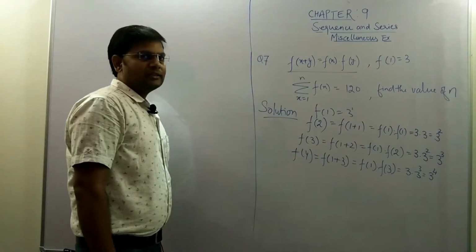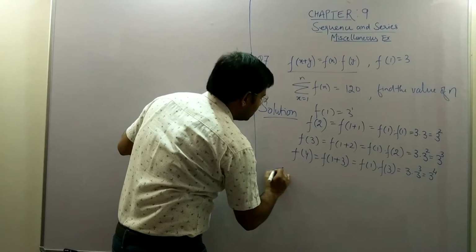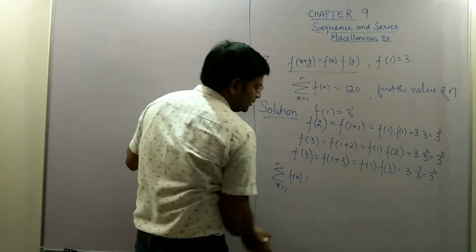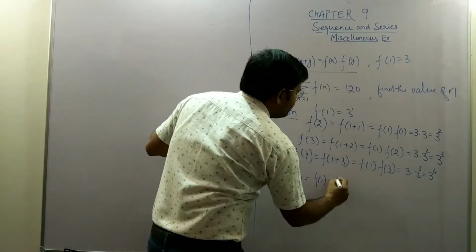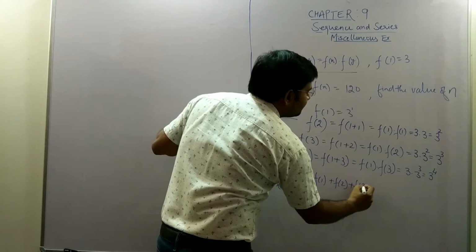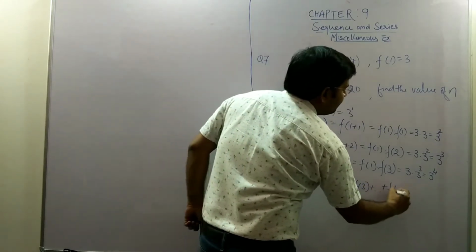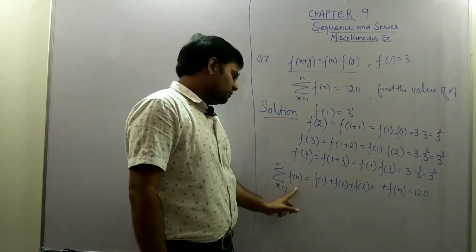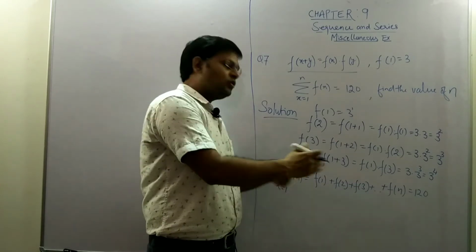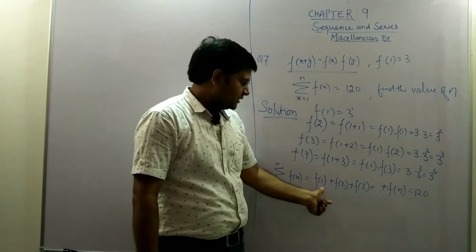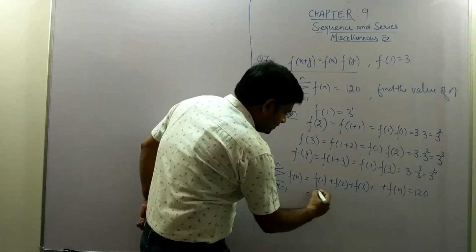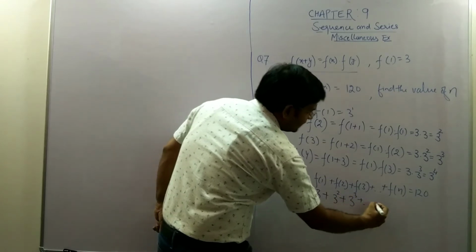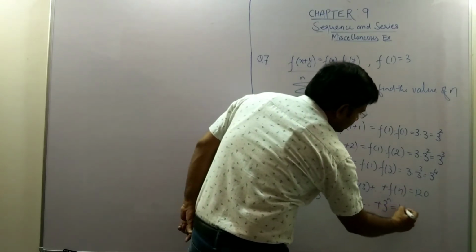So after understanding this pattern, now we come to this sum x equal to 1 to n of f(x). This you can write as f(1) plus f(2) plus f(3), and you can go up to f(n), and this is given to you as 120. So this summation, you know, summation means you have to add all the terms. After this, look carefully, the value of f(1) we have is 3, this is 3, this is 3 square, this is 3 cube, and so on, this is 3 to the n, this is 120.